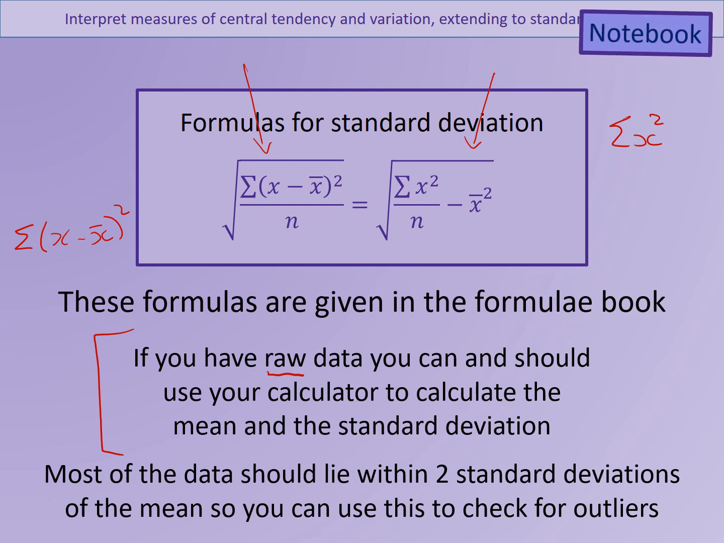Now, the last piece of information there: most of the data should lie within 2 standard deviations of the mean. So do bear that in mind when you're looking for outliers, and that's a different rule to what we looked at when we were looking at the box and whisker diagrams earlier.